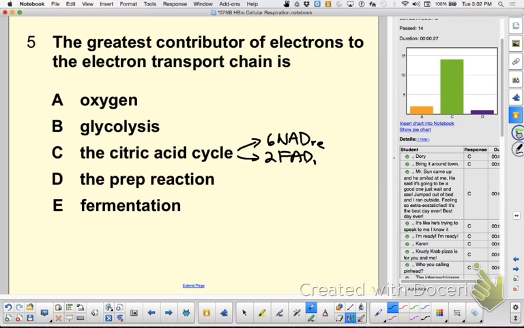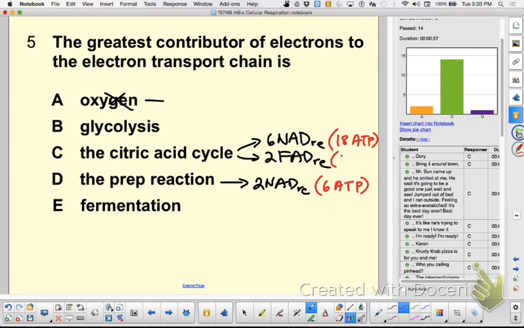Yeah? Okay, and some people said A, oxygen. No, it doesn't contribute any electrons. It does what? It catches them, takes them away. So definitely not oxygen. Then some people said D, the prep reaction. Prep reaction only makes 2 NAD reduced. So that's not very many. 2 NAD reduced will give us how much ATP? 6 ATP. Okay, these will get us how many? 18. And this will get us how many? 4. So who did more for us? Citric acid cycle.